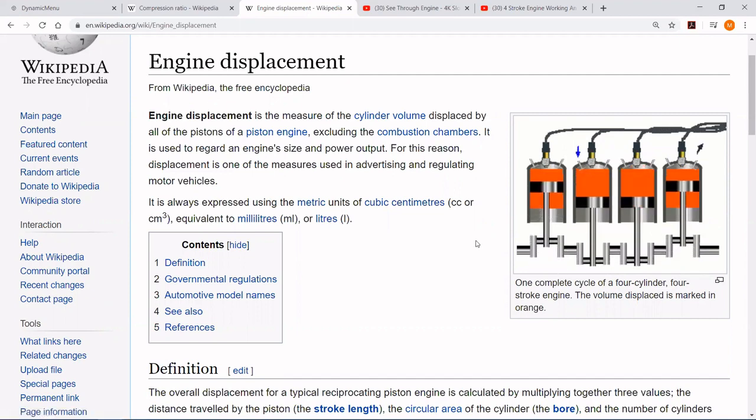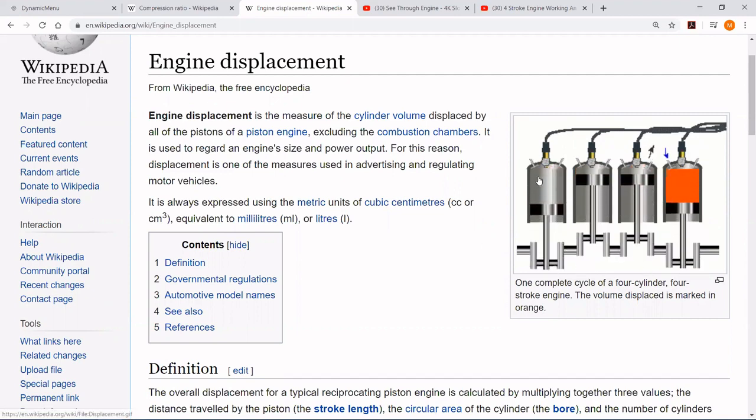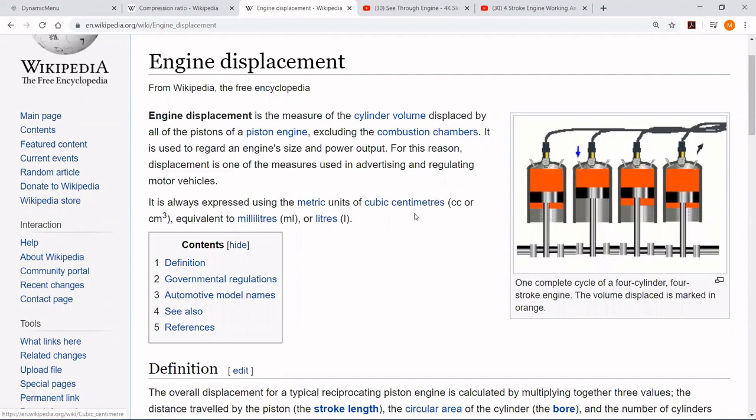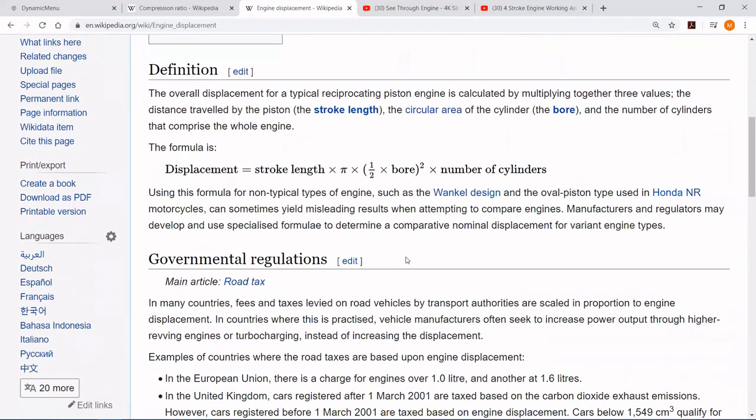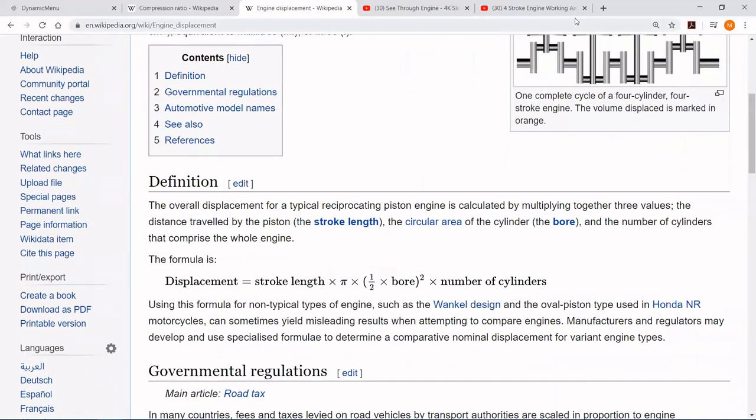That's the displacement. Now, since there are 4 cylinders and each cylinder has a circular cross-sectional area, it's not hard to come up with this formula for the displacement. The displacement is the volume displaced by all 4 cylinders together. And by bore, they refer to the diameter of the cylinder. But you can also think about it another way.